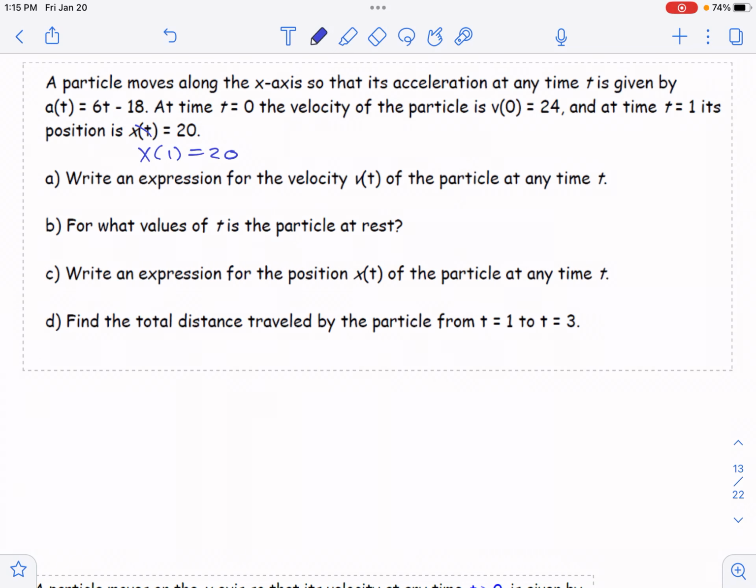All right, this says a particle moves along the x-axis so that its acceleration at any time t is given by a of t equals 6t minus 18. At time t equals 0, the velocity of the particle is v of 0 equals 24. And at time 1, its position is, I really should say x of 1 equals 20. Write an expression for the velocity of the particle at any time.